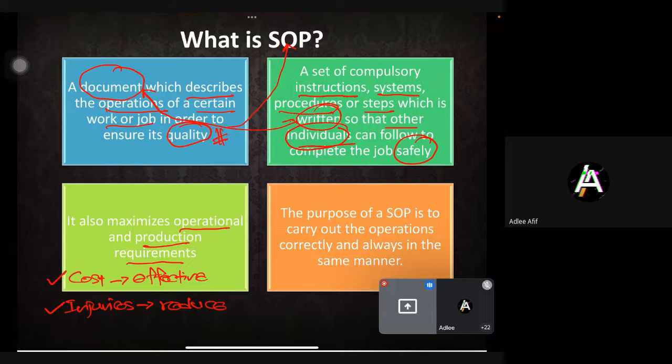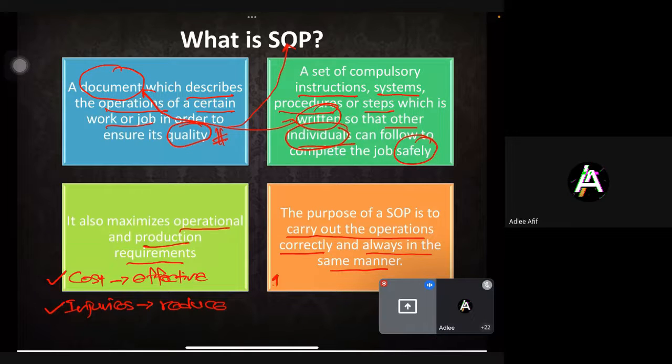The purpose of a SOP is to carry out the operations correctly and always in the same manner. For example, if you need to change a flat tire, there are certain steps that you need to do, right?